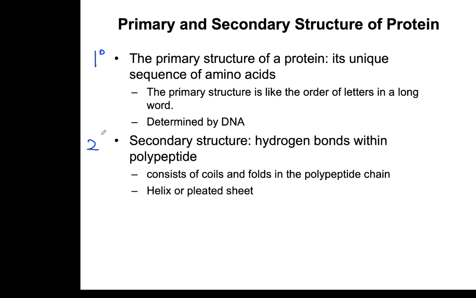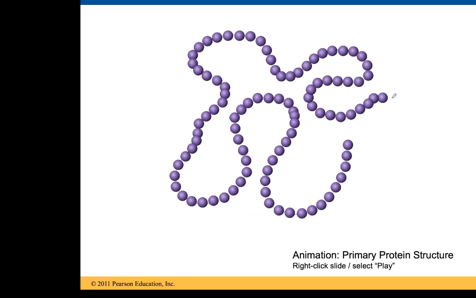Secondary structure of a protein means that from the primary structure, some hydrogen bonds occur within the amino acids. It consists of coils and folds in the polypeptide chain. So it forms some structural pattern such as a helix or pleated sheet. You can think about this as a single amino acid, a series of amino acids. This is just primary structure.